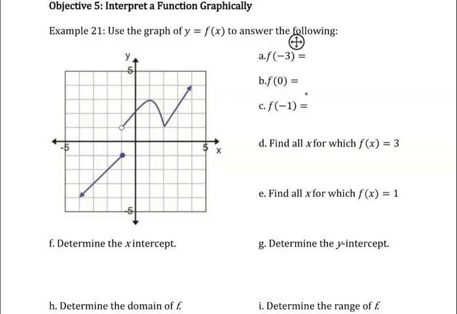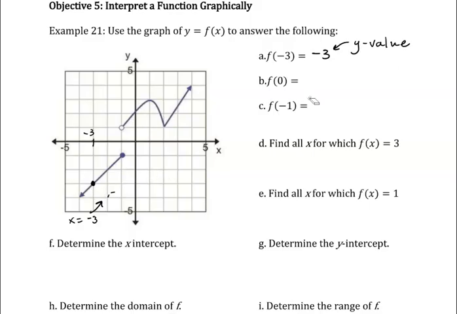So if I were to plug in negative 3 for an x value, I would go here to negative 3, and we need to know what y value we get out. Well, at negative 3, we can see the point negative 3 on the graph. So when x equals negative 3, y equals negative 3. So f of negative 3 is equal to negative 3. This is the y value that we got out when x was negative 3.